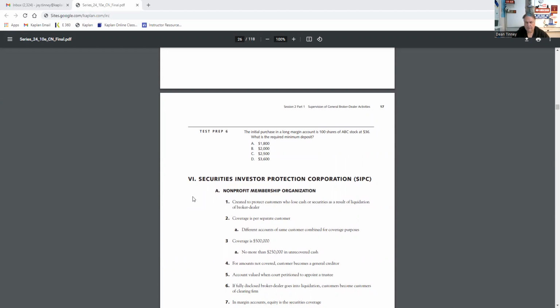Test prep 6, I always call this stupid but testable. Stupid but testable. If you buy less than $2,000 in a new account, initial transaction, new account, you're going to pay in full. But if you buy between $2,000 and $4,000, you're going to pay $2,000. That's set by the self-regulatory organization. So this is 100 shares at 36. If this was an established account, it would be $1,800, but it's not an established account. So it's $2,000. I hold a separate little lecture on this. It's stupid, but it is indeed testable.